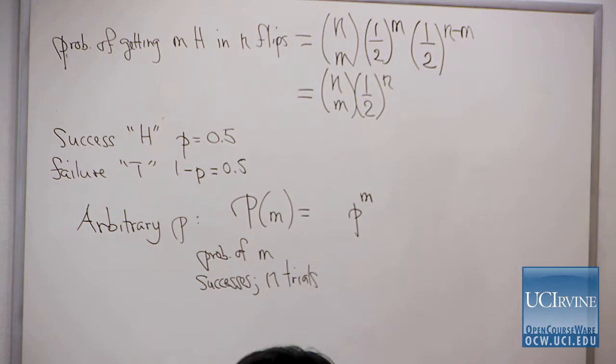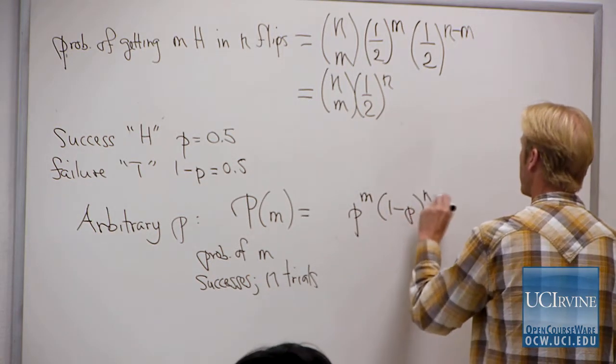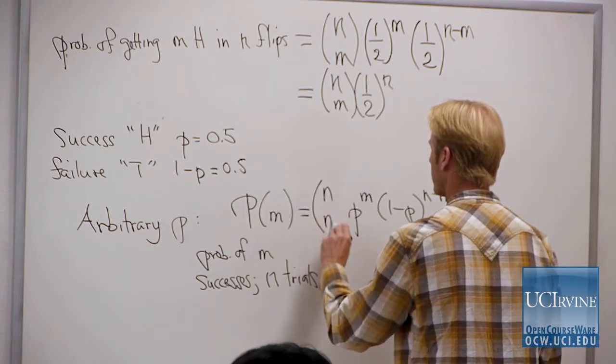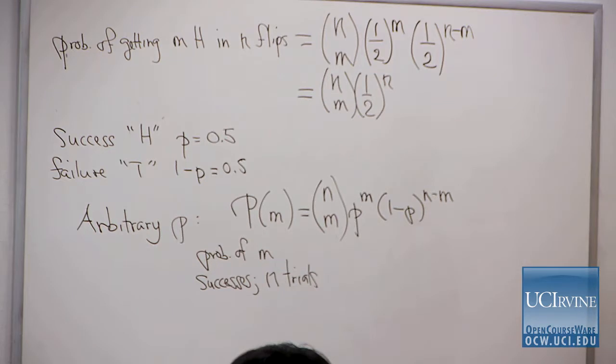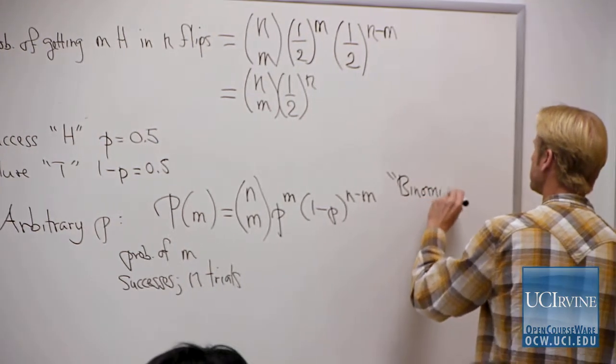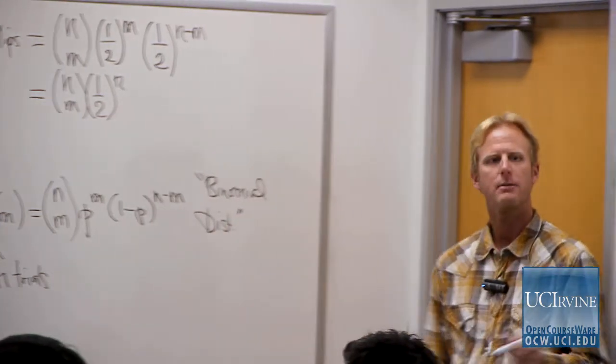And then we need to multiply that by the probability of getting N minus M failures. So that's 1 minus P to the power N minus M. And then we need the binomial coefficient to enumerate the number of ways that we can split our list of trials into two groups, one containing M and one containing N minus M. And this is what's called the binomial distribution. And it's special because it's so general.